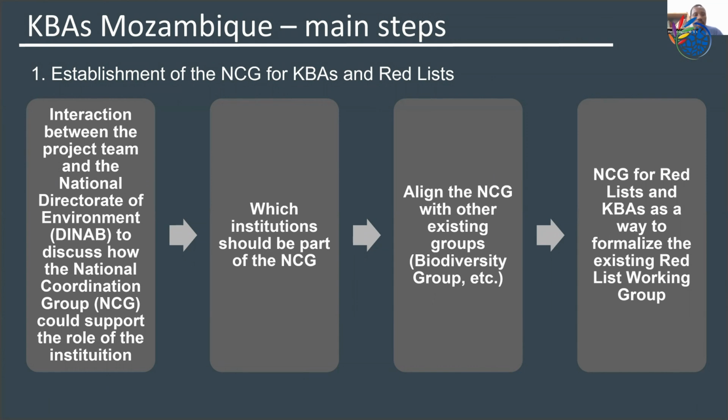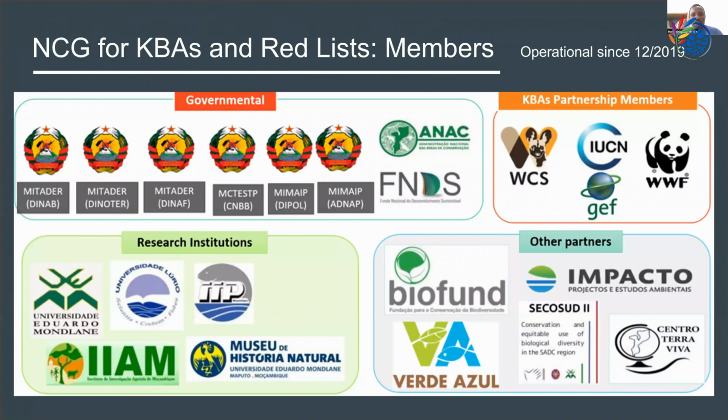Starting point was to interact with the National Directorate of Environment, which is under the Ministry of Land and Environment. This entity oversees several international conventions on biodiversity, so it was found to be suitable for that reason. And we engaged with this department to discuss which institution should be part of the NCG. We aligned the NCG with a number of initiatives that were in place already. Then we reached an agreement that the NCG would work on KBA initiatives, but also on the red listing initiatives of species and ecosystems. So it includes several institutions, from governmental institutions, NGOs, research institutes, academia, and the private sector. Those institutions are part of the NCG.